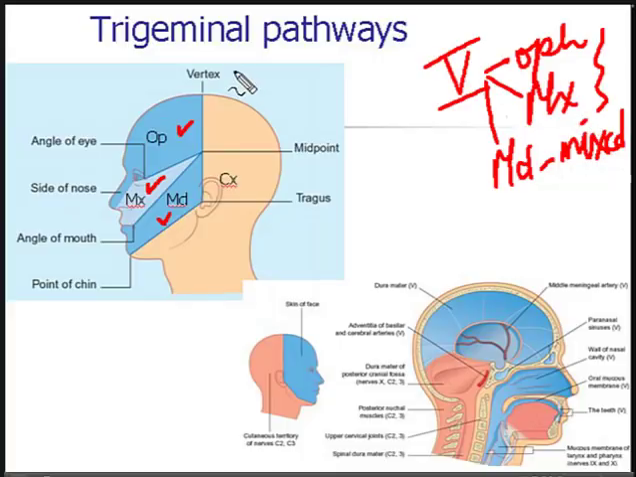In this image, you can also see the distribution. So the ophthalmic division is for the upper part of the face, includes the side of the nose, the eyelids, and goes up. The maxillary division is for the cheek and the upper lip, and the mandibular division is for the lower lip, the angle of the jaw, and part of the ear.